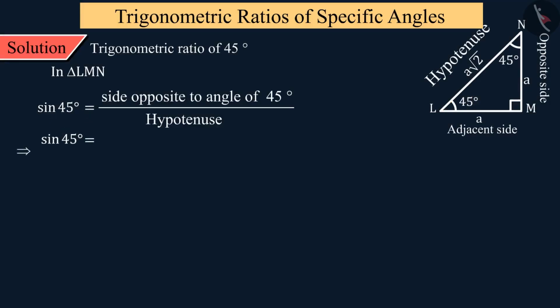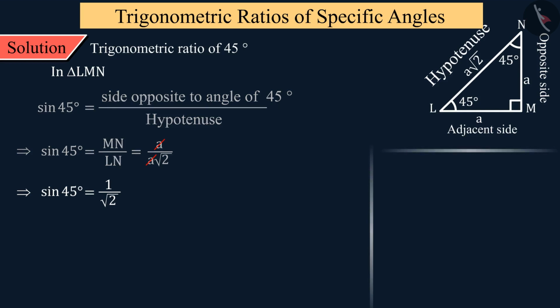That is, the value of sine 45 degrees will be equal to the ratio of the side opposite to angle L and the hypotenuse in the triangle LMN, where the length of the opposite side is A and the hypotenuse is a square root 2. On solving this, the value of sine 45 degrees is obtained as 1 upon square root 2.